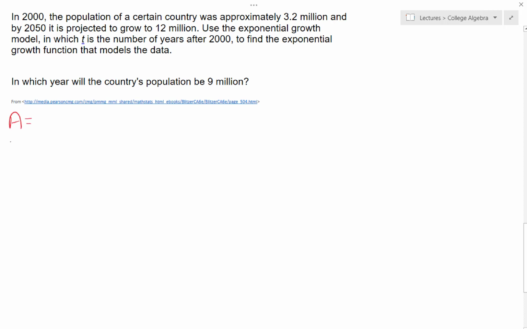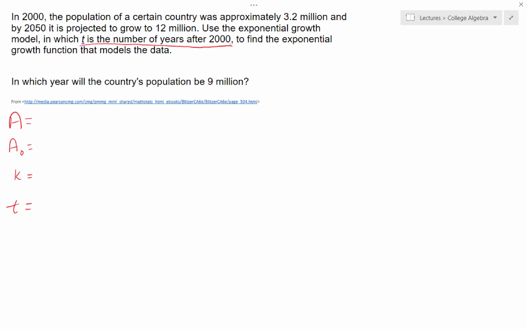So we have a sub 0, we have k, and we have t. Notice I did not put e down because, again, e is not a variable. E is the base of our problem. So in 2000, the population was blah. In 2050, it's projected to grow to blah. And I think the most important place to start in this problem is that t is the number of years after 2000.